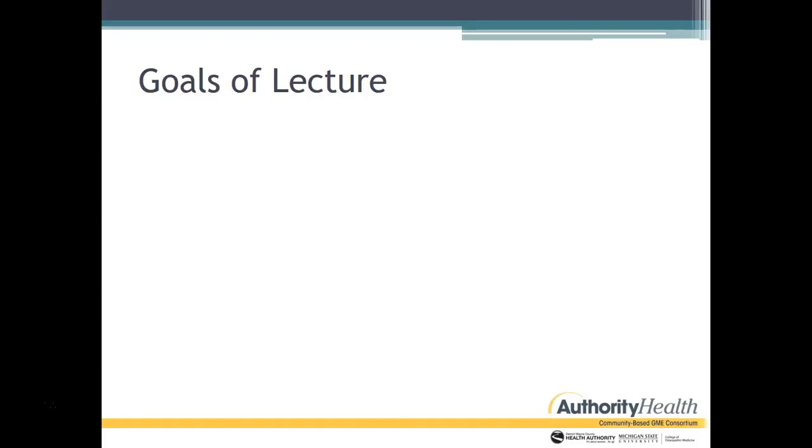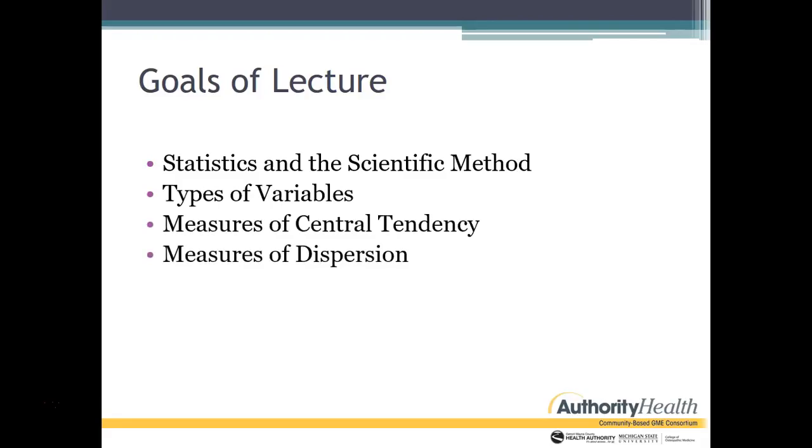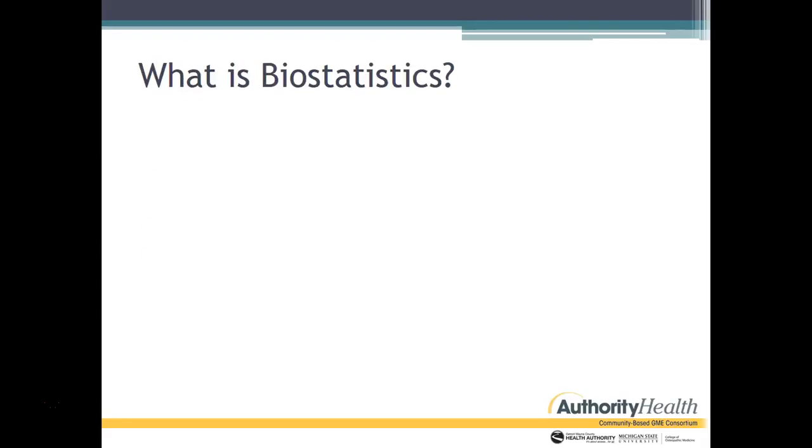So the goals of the lecture, this is what we're going to go through. Statistics and the scientific method, types of variables, measures of central tendency, measures of dispersion, validity and reliability, and finally bias. So just a general overview of some stuff you need to know for statistics.